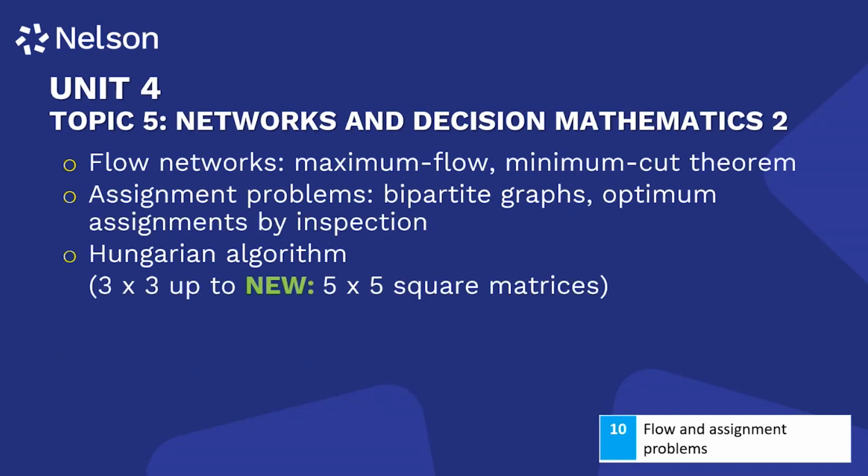And then last but not least, in the networks is where we start to take it into the decision mathematics area. So we've got our flow networks with the maximum flow, minimum cut theorem. We've got those various different types of assignment problems. We've also got the Hungarian algorithm. So originally it was 3x3, whereas now we've got the introduction of our 5x5 square matrices within that section of work, and that's in chapter 10.